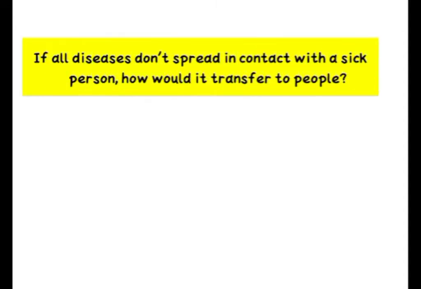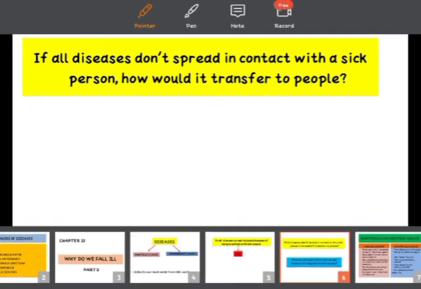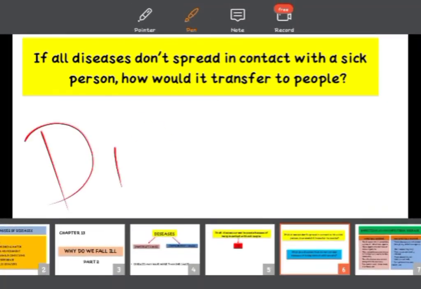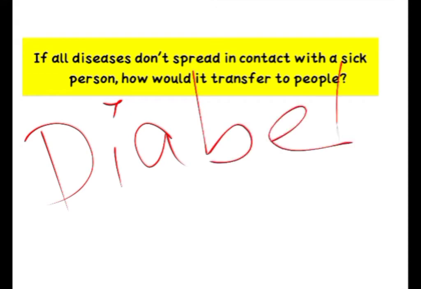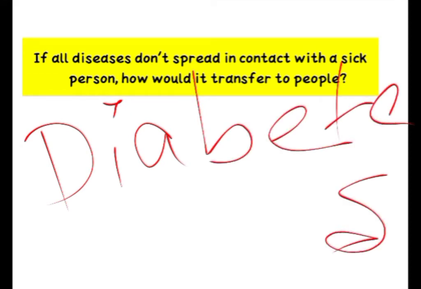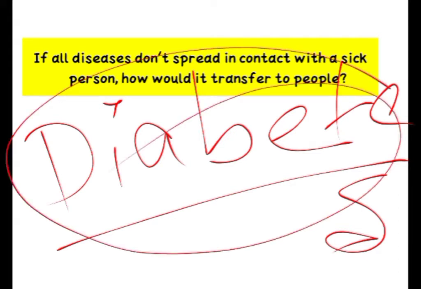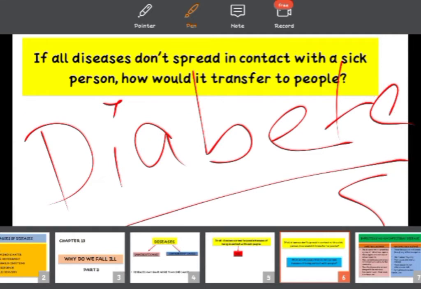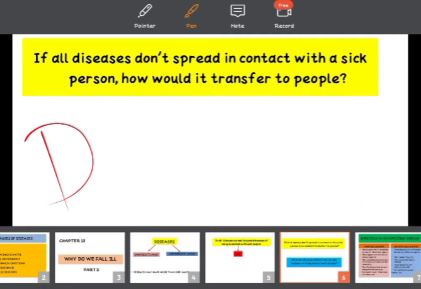There are some diseases which do not transfer because you come near the sick person. Now, if all diseases don't spread by contact with a sick person, how do they transfer to people then? As I said, take the example of diabetes. Diabetes is a disease that does not transfer from one person to another if you go near a diabetic person. Now, how will this disease transfer? What is the reason because of which this disease might transfer from one person to another? Do you have any idea, children?